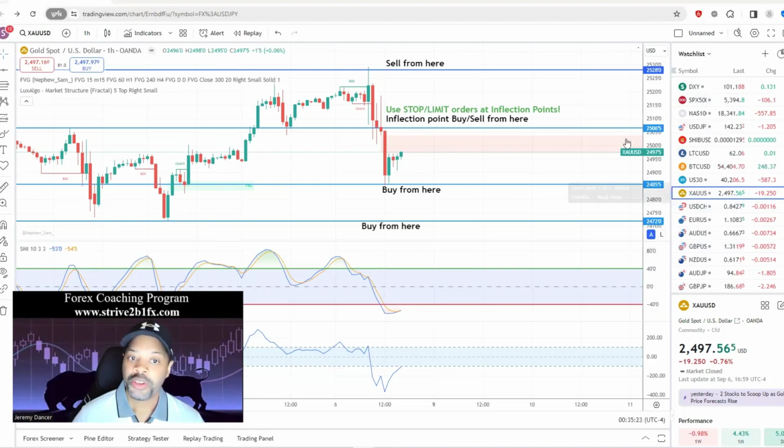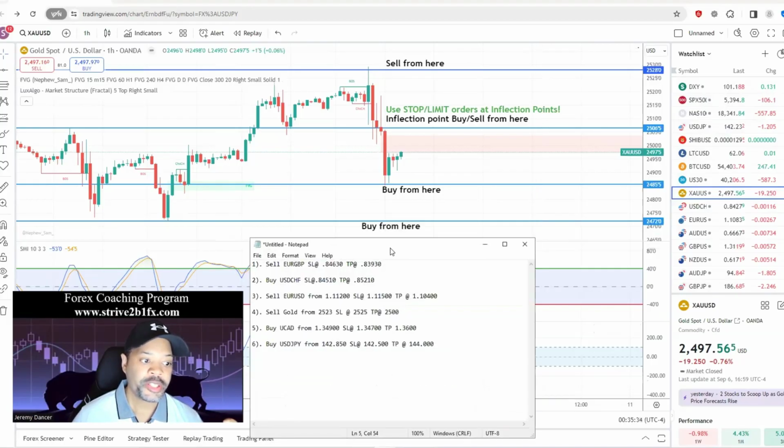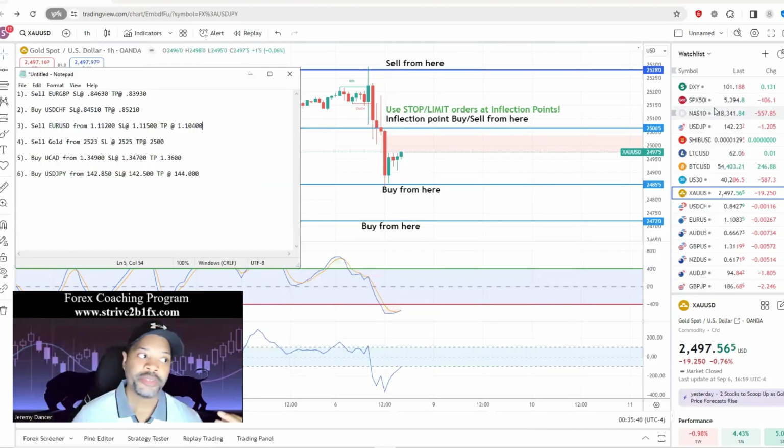Then I briefly go through each of my currency pairs, and make sure you're using your notepad on your computer. This right here is my notepad currently. After I analyze a currency pair, I will make a signal off of that information.